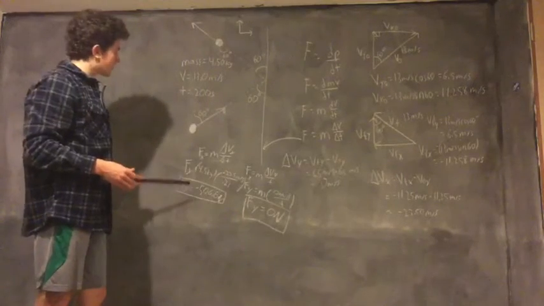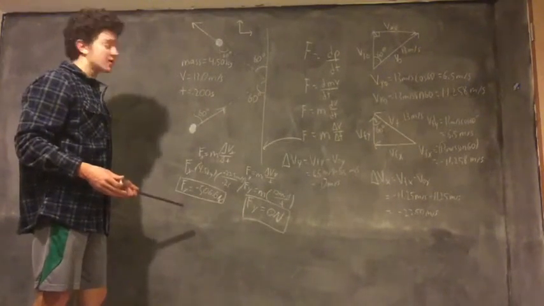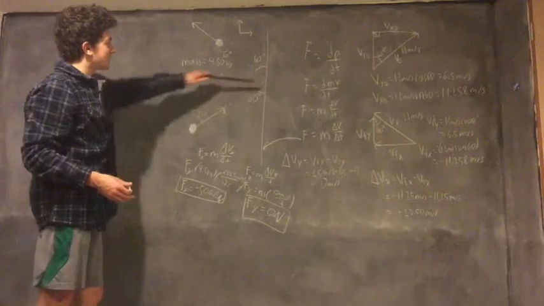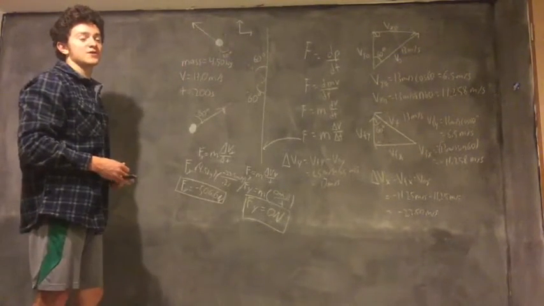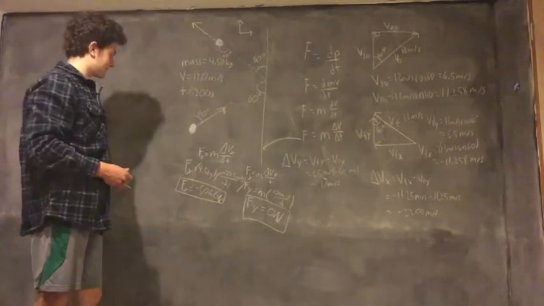You might be asking yourself, why is there a negative sign in front of the force? Well, this is because the total force exerted is in this direction, which is opposite to the direction we declared positive using our coordinate axes.